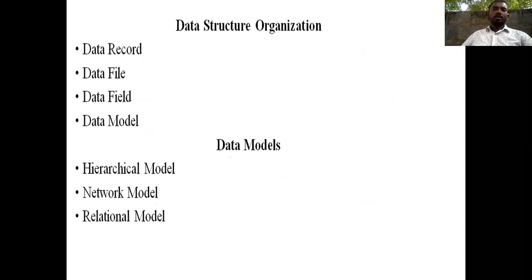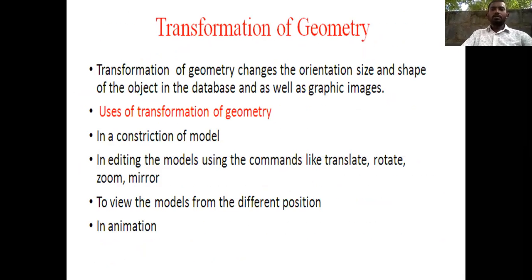The next topic is transformation of geometry. Transformation of geometry changes the orientation, size and shape of the object in the database as well as the computer graphic image. For any object we design, the size and shape of the object are changed in the database and in the graphic images. That we call transformation of geometry.